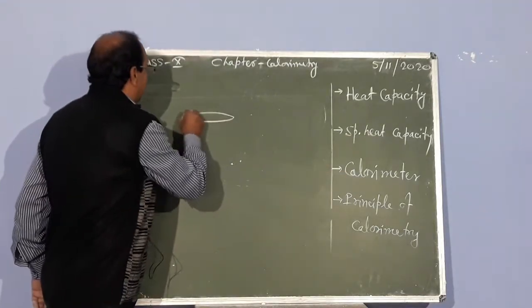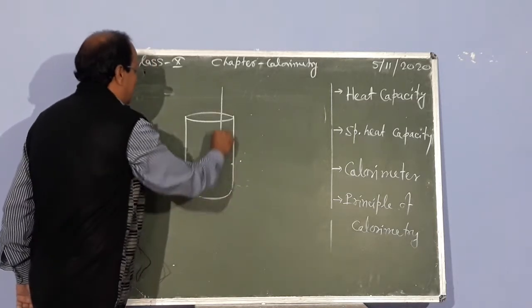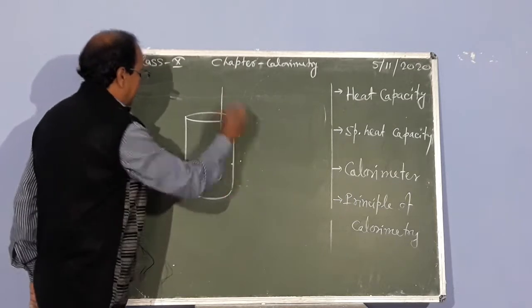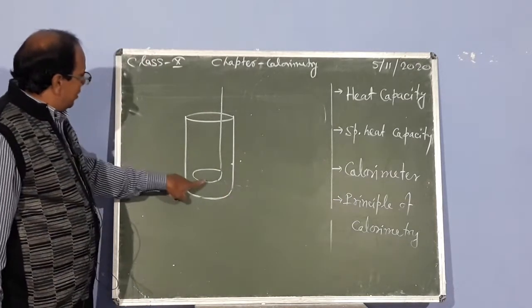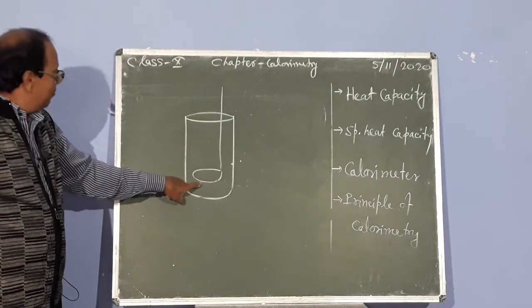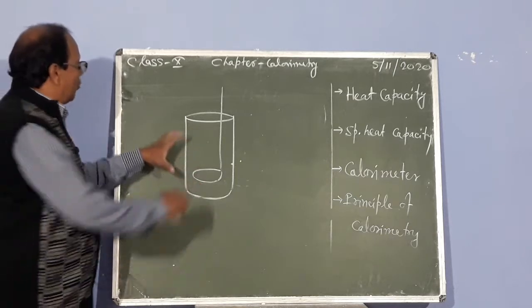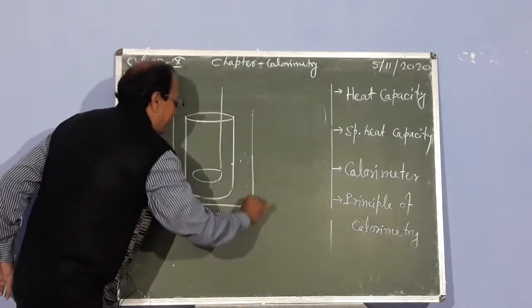Here I am going to discuss a calorimeter. Basically, a calorimeter is a copper vessel having one stirrer. More or less, it looks like this. It is a copper vessel and one stirrer, which is also made of copper, and the whole vessel is kept in a wooden jacket, a wooden box.